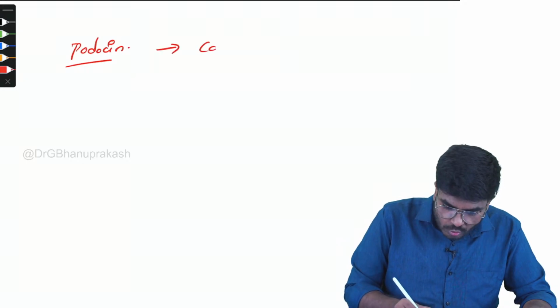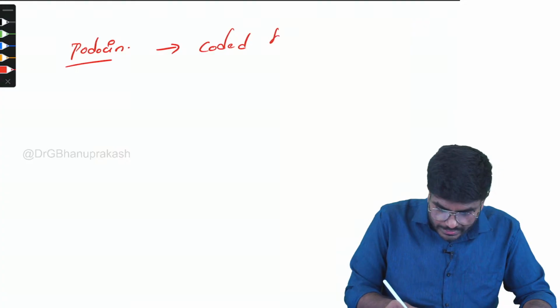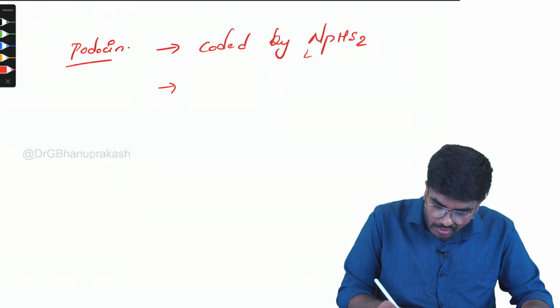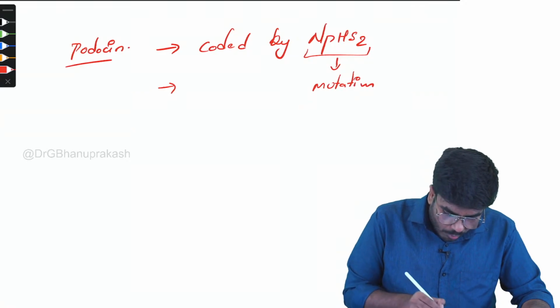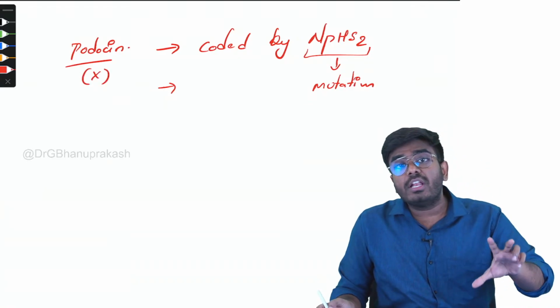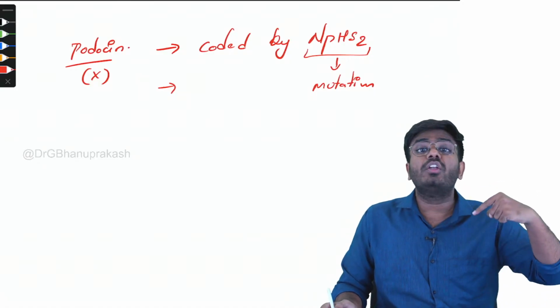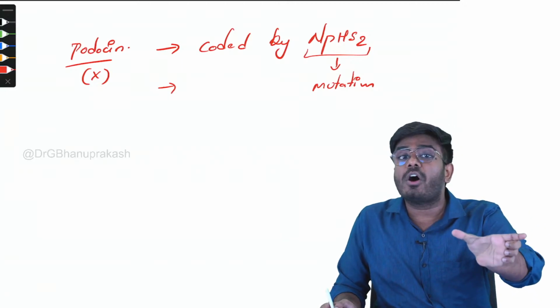Now, podocin, it's coded by the NPHS2 gene, NPHS2. Whenever there is a mutation of NPHS2, then podocin will be affected. That will also cause proteinuria, nephrotic range proteinuria, more than 3.5 grams of protein lost in 24 hours. Now, it will cause which type of nephrotic syndrome?